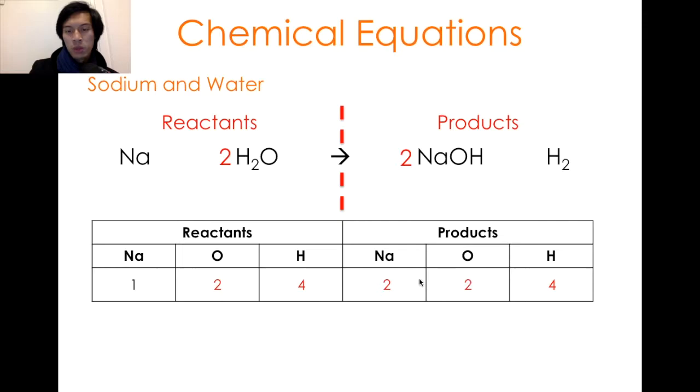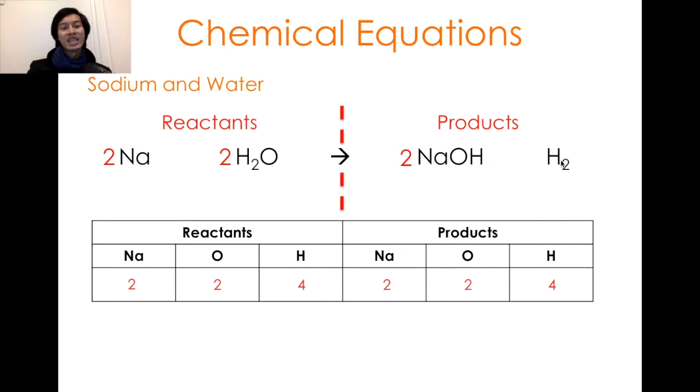And so now my numbers look like this: 2, 2, 4 on this side of the products, and 1, 2, 4 on this side of the reactants. And we close the deal by now changing this number of sodium to 2, giving me an updated number. And so my reaction is now balanced. If I was to represent this in a chemical equation, it must look like this: 2Na plus 2H2O gives you 2 NaOH and 1 H2 molecule, right?